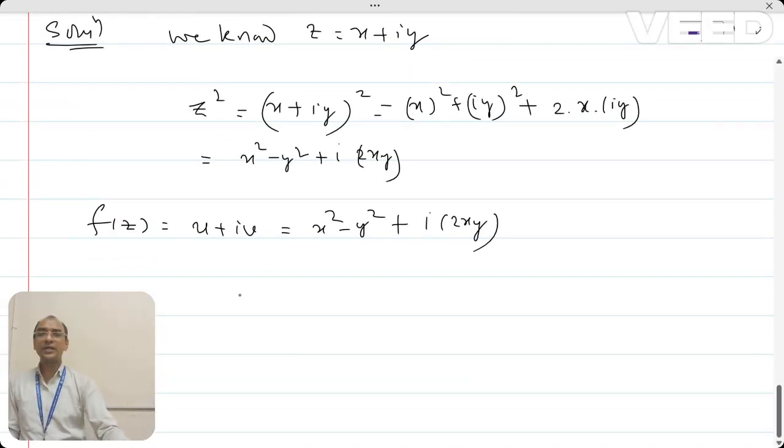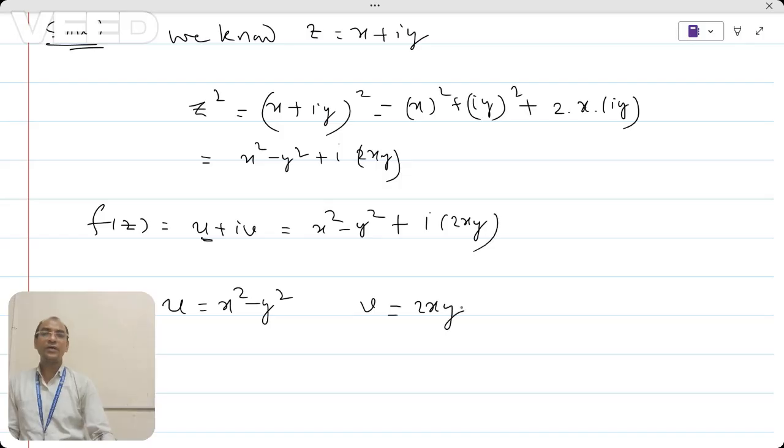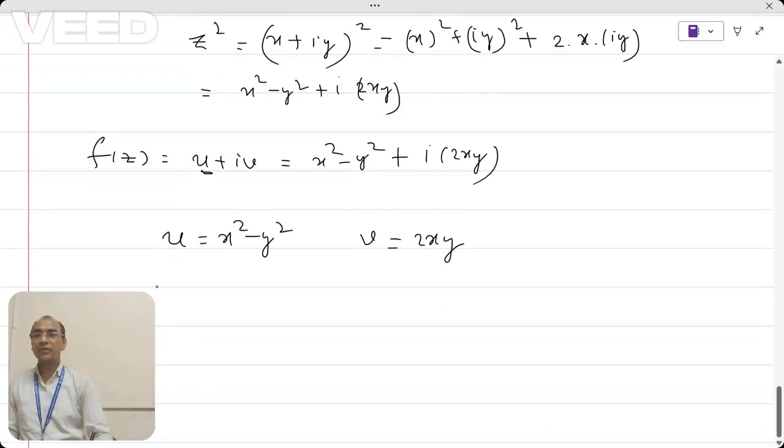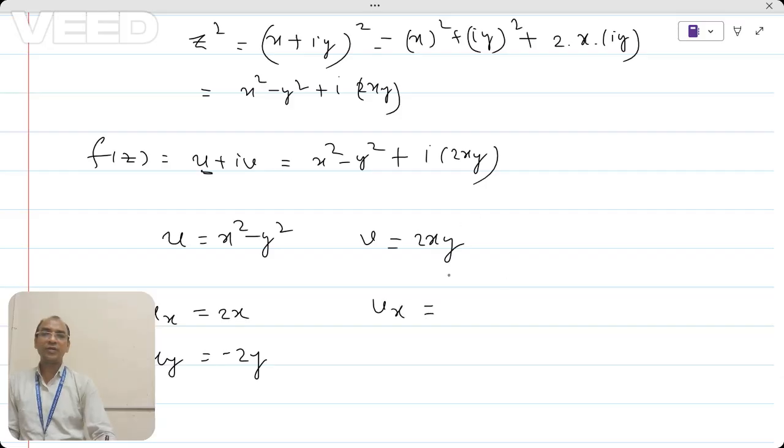So now you compare the real and imaginary part. The real part here is x square minus y square, so you take u equal to x square minus y square. And the imaginary part here is 2xy, so you can take v equal to 2xy. Now you find ux. ux is the derivative of u with respect to x, which is 2x. And then find uy. Derivative of u with respect to y is minus 2y. Similarly, you find vx. vx, derivative of v with respect to x, is 2y. And find vy. Derivative of v with respect to y is 2x.